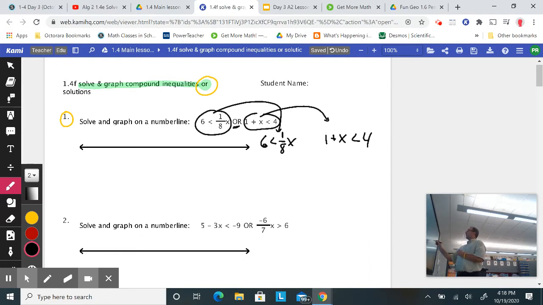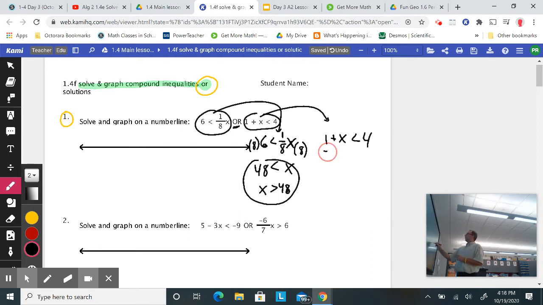To get x by itself, on the first inequality, I need to divide by 1/8, which is the same as multiplying by the reciprocal. So I'm going to multiply by 8 over 1, which of course is just 8. So I get 48. The 1/8 times 8 is 1. 1x is just x, and the sign stays the same. That's the same as x is greater than 48. 48 is less than x, which is correct. Also the same as saying x is greater than 48. So either one of those would work.